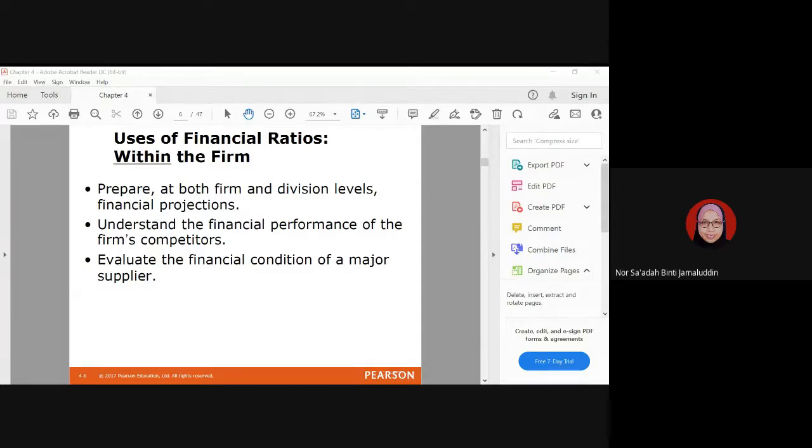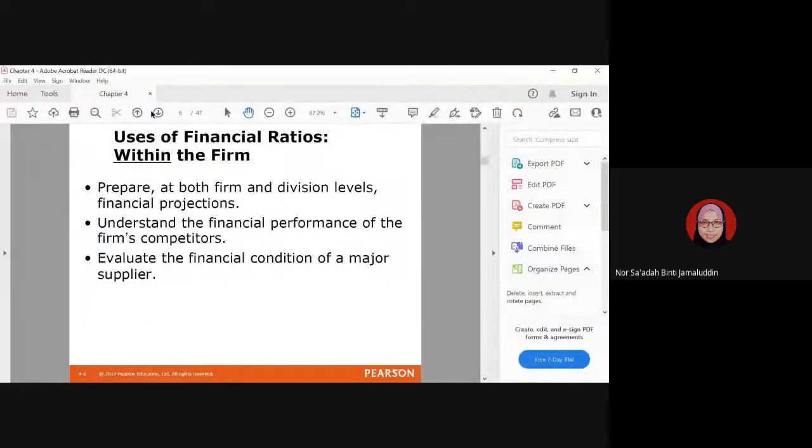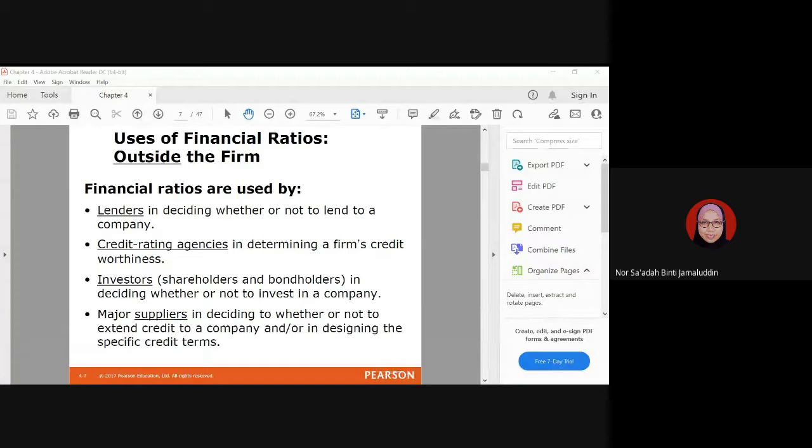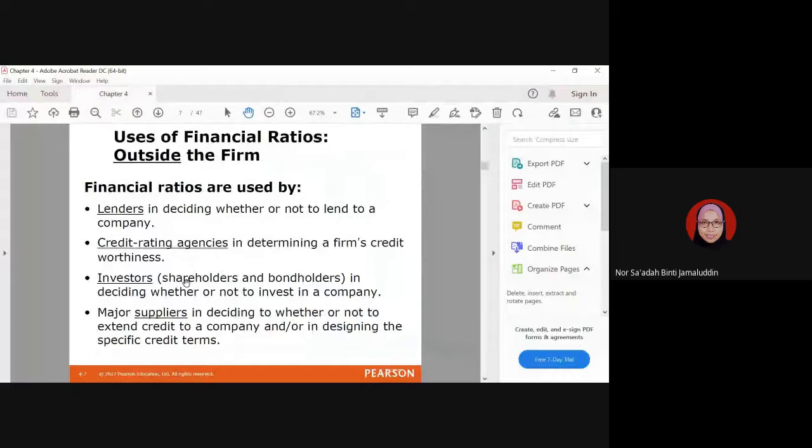Okay, we go to the uses of financial ratios. Tadi within the firm, now outside the firm. Financial ratios are used by lenders in deciding whether or not to lend to a company. Okay, berkaitan dengan orang biasanya orang nak bagi kita pinjam ke tak kan, dia akan tengok ratio kita. From the ratio, the other company is able to know whether your company is able to pay the loan in the time given or not.